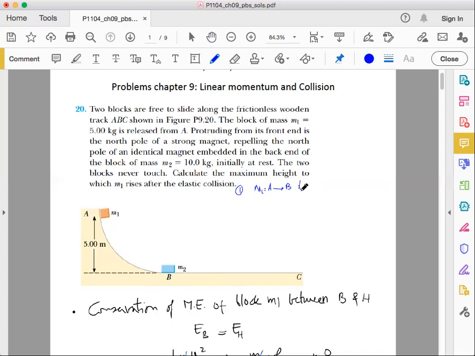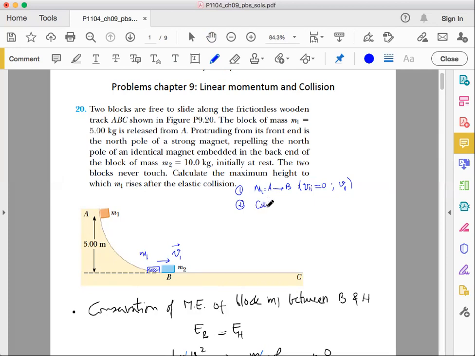So at point A, it has V1 initial, let's call this V1 initial equals 0, because it was released at this point. And at point B, let's say that it has some velocity V1, which means that when the block M1 arrives at this point, just right before the elastic collision with M2, it has a given velocity V1. Now, this is the first step. The second step is the elastic collision between M1 and M2.